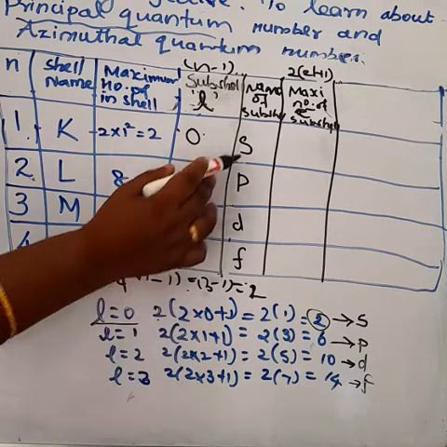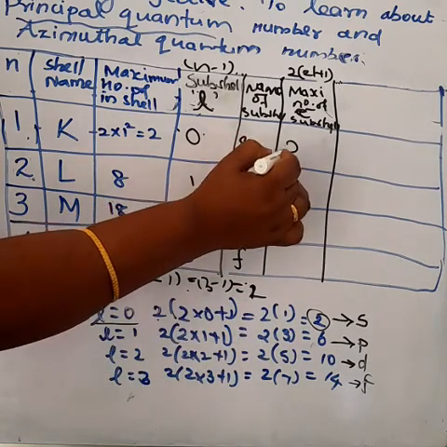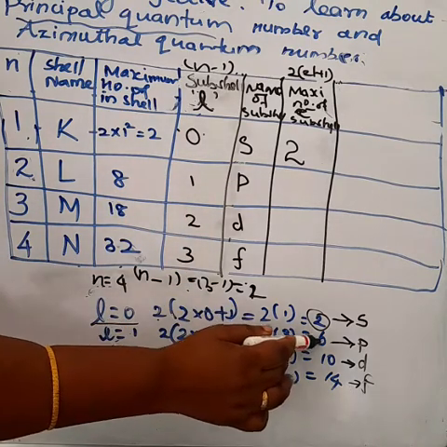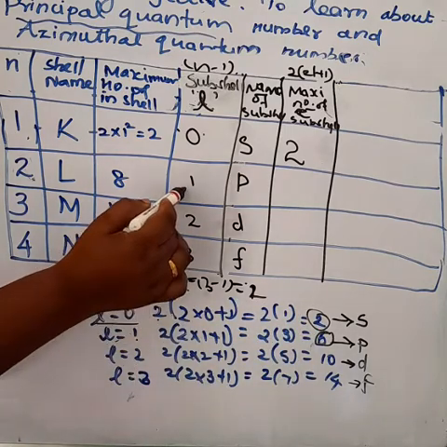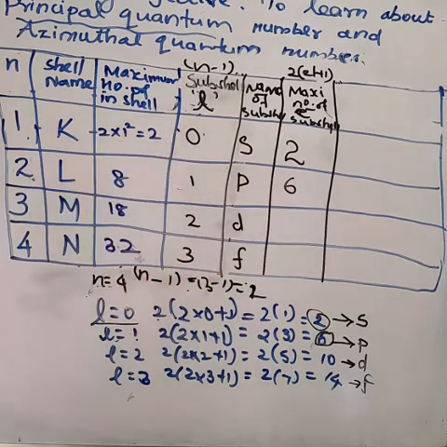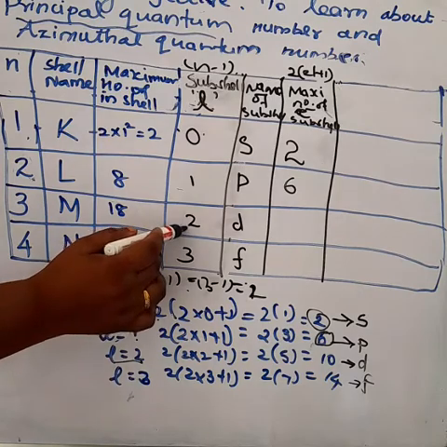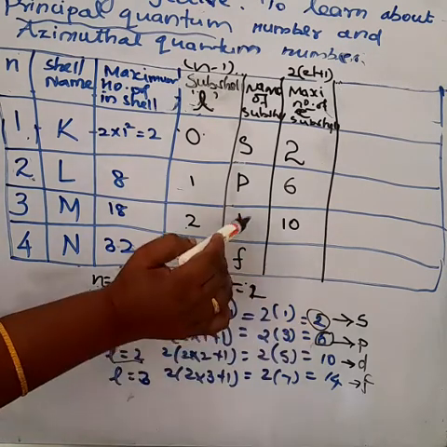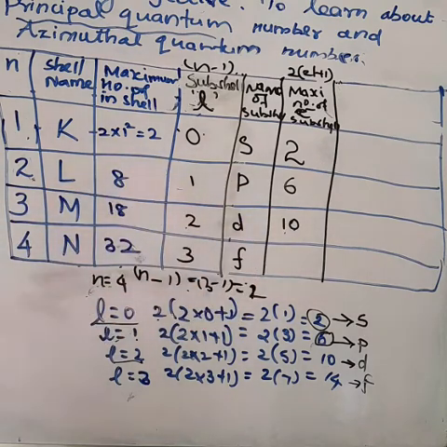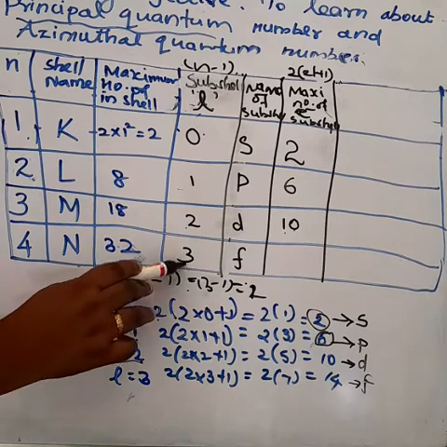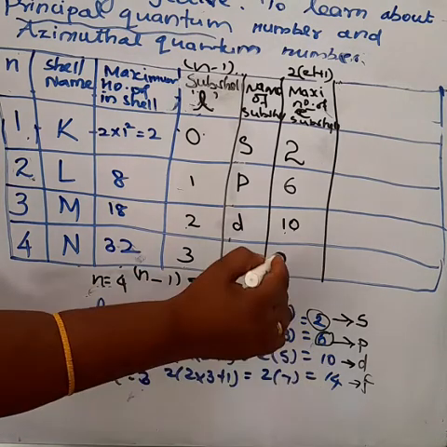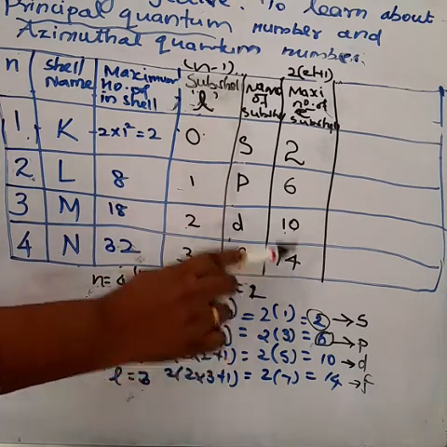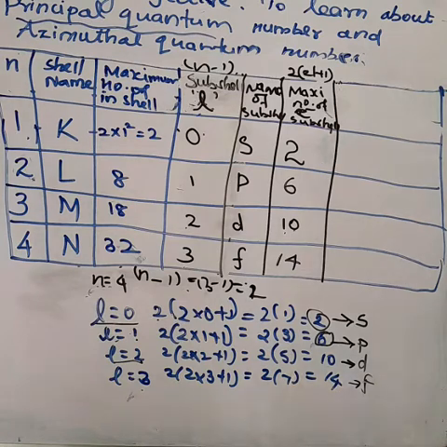2 electrons. When L is equal to 1, what is the name of the subshell? P subshell. How many electrons can we accommodate in the P subshell? 6 electrons. When L is equal to 2, which orbital? D orbital. Maximum number of electrons we can accommodate in d orbital is 10. When L is equal to 3, f orbital, how many electrons can we accommodate? 14 electrons. Understood?